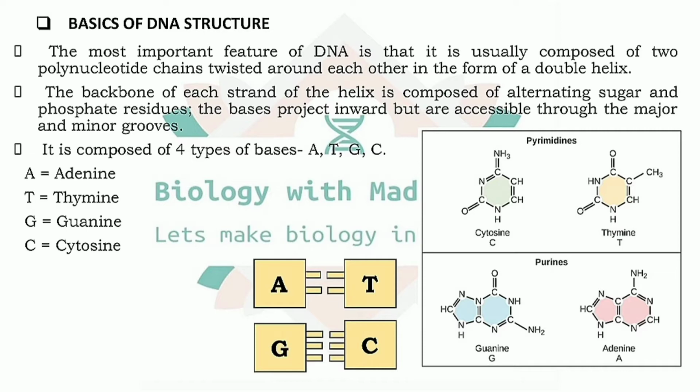Now DNA is basically composed of four types of bases and they are A, T, G, C, where A stands for adenine, T stands for thymine, G stands for guanine and C stands for cytosine. So usually, A always binds with T with the help of two hydrogen bonds, whereas G always makes bond with C with the help of three hydrogen bonds. And cytosine and thymine are pyrimidines and guanine and adenine are known as purines. In case of RNA, instead of thymine, uracil will be present there and it is also a pyrimidine base.